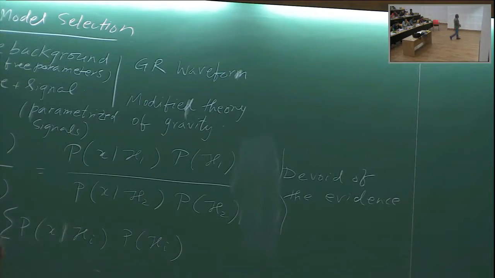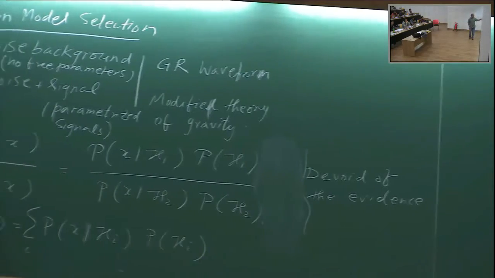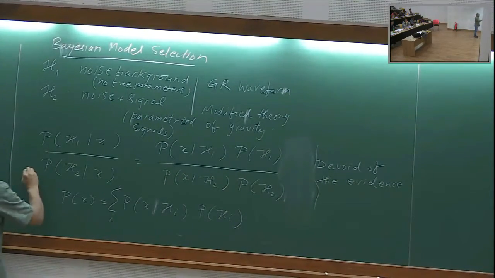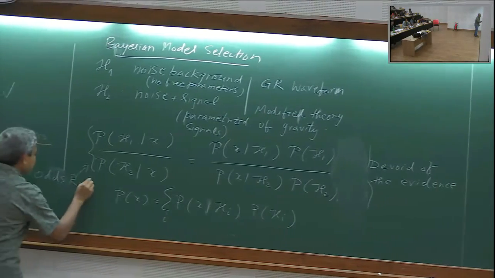And we say we select a particular model depending on whether this ratio is large or small. I'll come back to marginalizing over the parameters in a minute. Let's just introduce some terminology. To begin with, this quantity on the left-hand side is called the odds ratio. What are the odds for the two different hypotheses? So it's called the odds ratio.